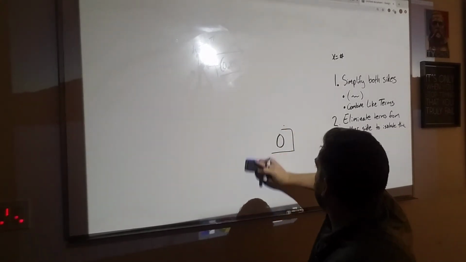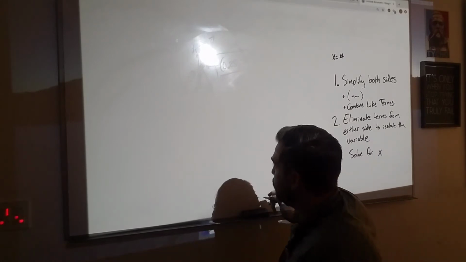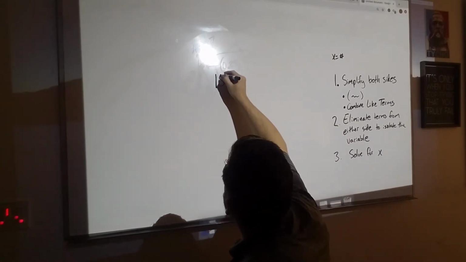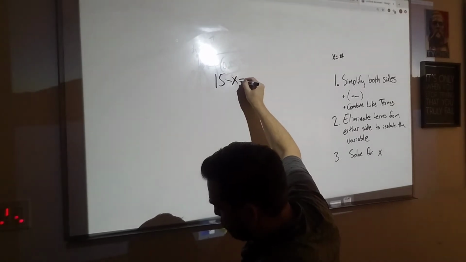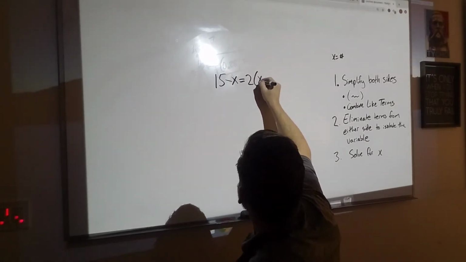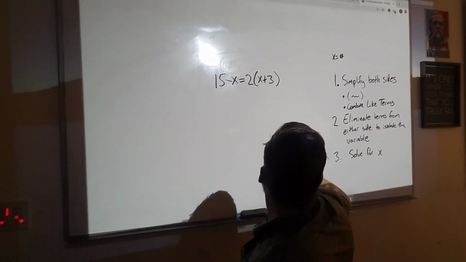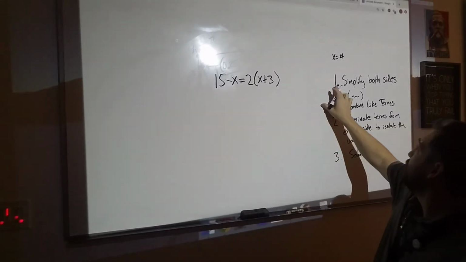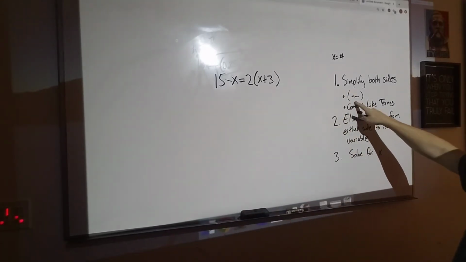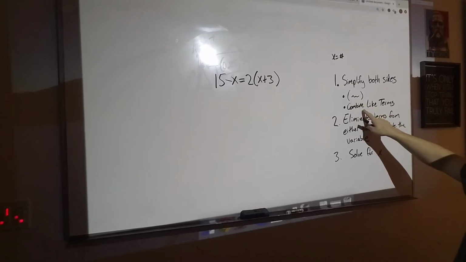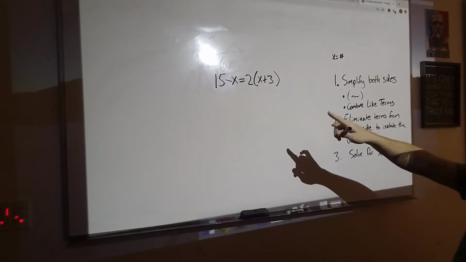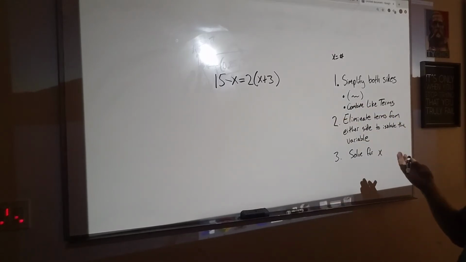So the next equation that we're going to take a look at is a little bit more complicated. 15 minus x equals 2 times x plus 3. So again, number one, simplify both sides, which means I got to deal with my parentheses and combine like terms. Looking at the left side, I don't have any parentheses and I don't have any like terms, so I'm done over there.